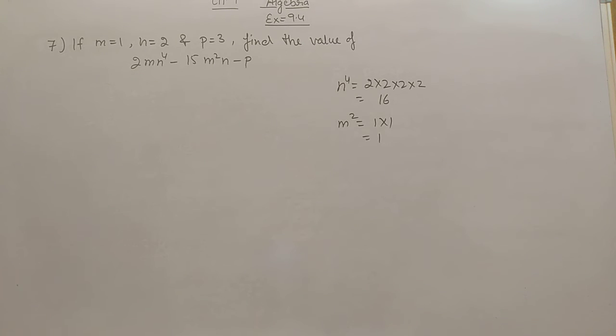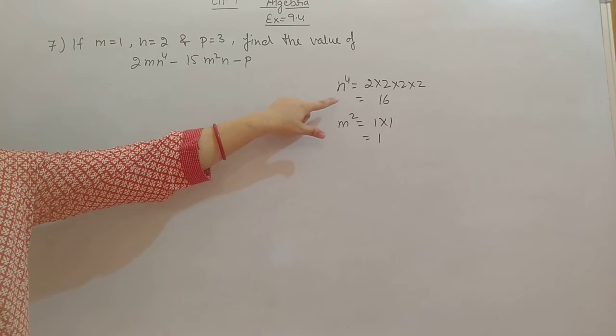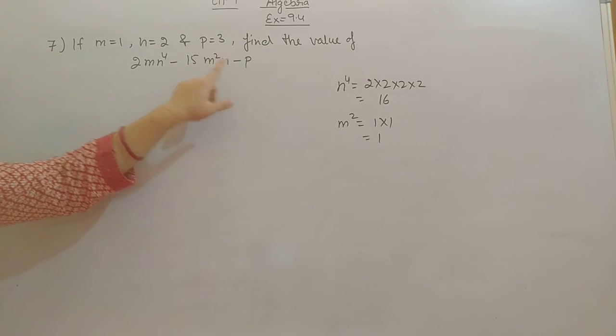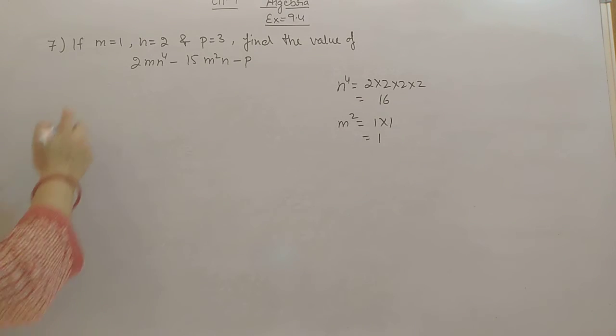Next, question number 7. If m is 1, n is 2 and p is 3, find the value of 2m n to the power 4 minus 15 m square n minus p. So first simplify n to the power 4, find it out in the rough column, meaning n, 4 times you have to multiply. M to the power 2, m 2 times you have to multiply. Now substitute these values here.